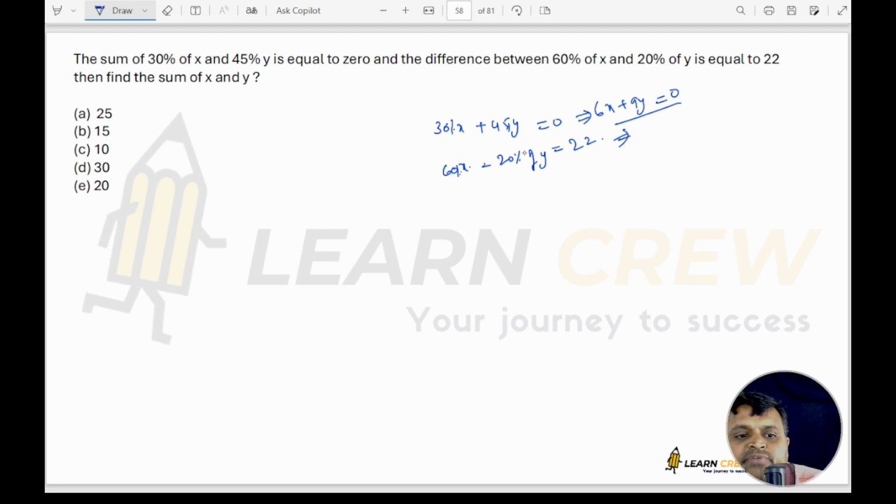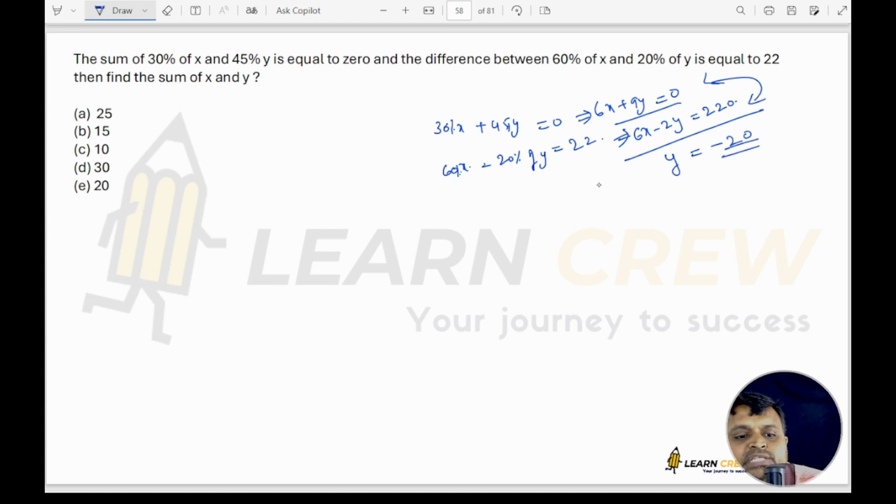From this, if I simplify, this 5 goes that side. So by simplification, I will get 6x minus 2y is equal to 220. Now I have to solve these two. If I solve these two, 6x minus 6x cancel. So I will get minus 11y is equal to 220, so I have got y is equal to minus 20.